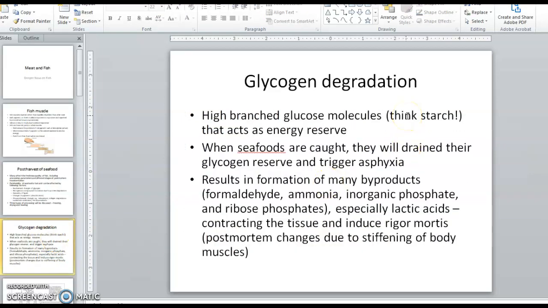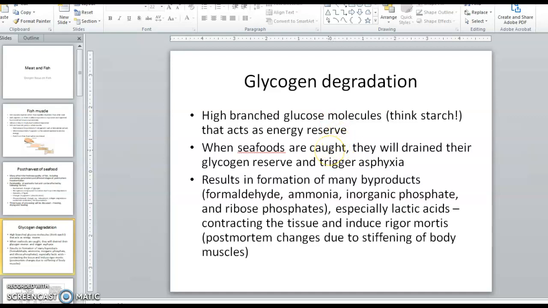Okay, for the first one, which is glycogen degradation, glycogen is a highly branched glucose molecule, very similar to starch. Okay, but the breakdown of glycogen is a little bit different from starch, right? And it can act as an energy reserve after you finish off your ATP. This one is usually similar between humans and other animals. Okay, for example, fish and other seafoods.